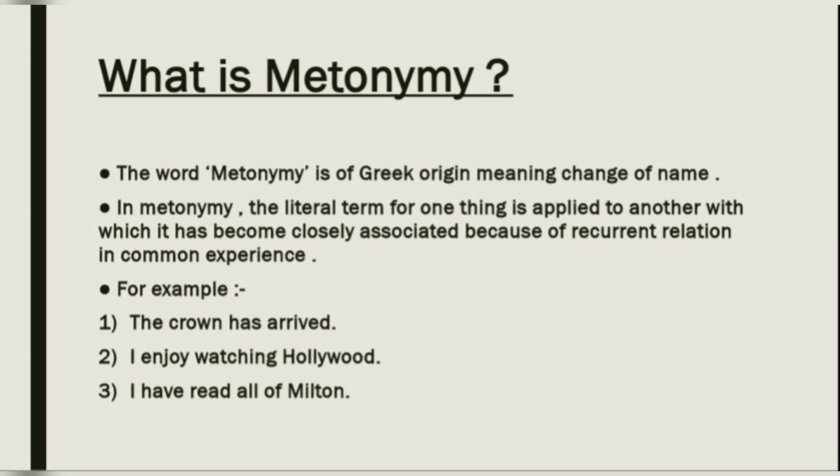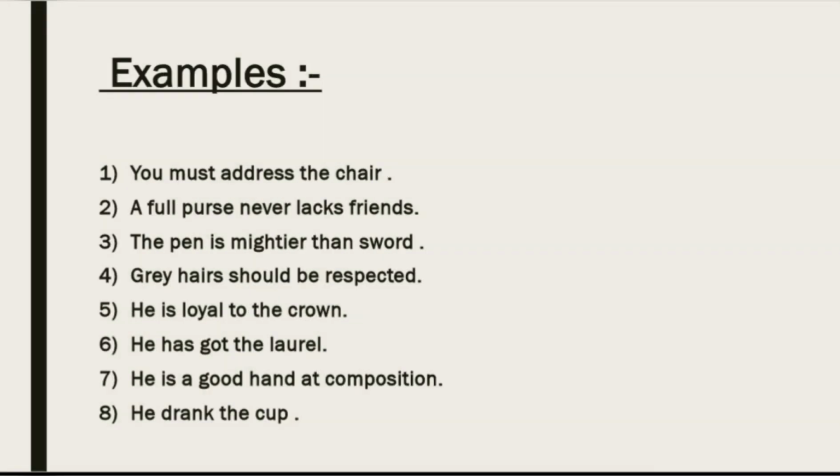So I hope you understood what metonymy is. Doing examples helps us to understand a topic, especially in literature, in a very practical way. You are able to recognize it through reading examples, right? So the first one in our list is: you must address the chair. You are not addressing the chair, but here chair means the chairman. Here chair is metonymy. Next is: a full purse never lacks friends. A person who is very rich, a full purse is a rich man, so he never seems to lack friends.